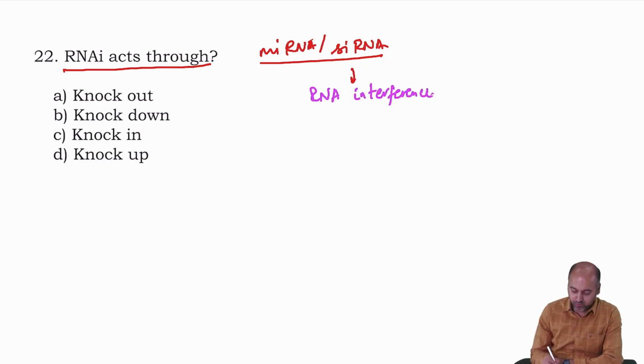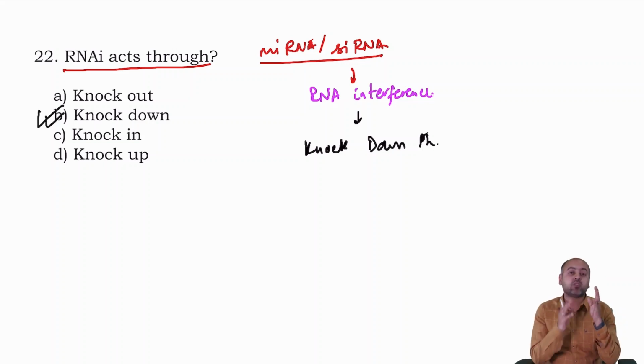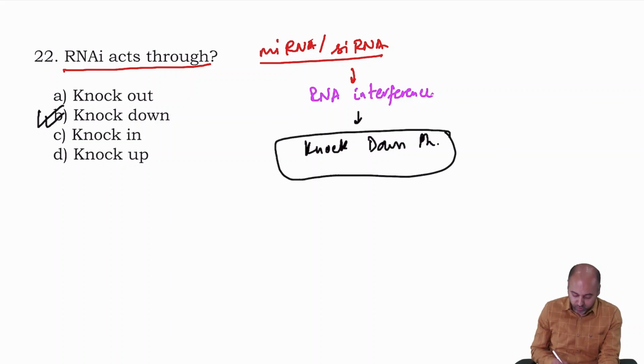The result of RNA interference is the knockdown phenomenon. Less amount of the protein is formed in spite of the RNA being formed. Okay, because either the RNA is degraded or it is destabilized or the translation is prevented. Because of all these reasons, the amount of protein which is formed is decreased. This is called the knockdown phenomenon.